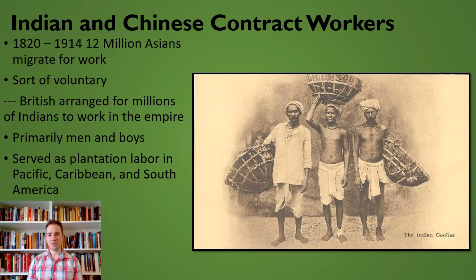So we could focus in on the Indian and Chinese contract workers a little bit, because I think you're more familiar probably with some of the other groups. This is a really weird case. It's not quite slavery. It's something different entirely. But in this sort of long 19th century, as many as 12 million Asians migrate for work. It's sort of voluntary. The British are going to arrange for these Indians to move throughout empire overall.